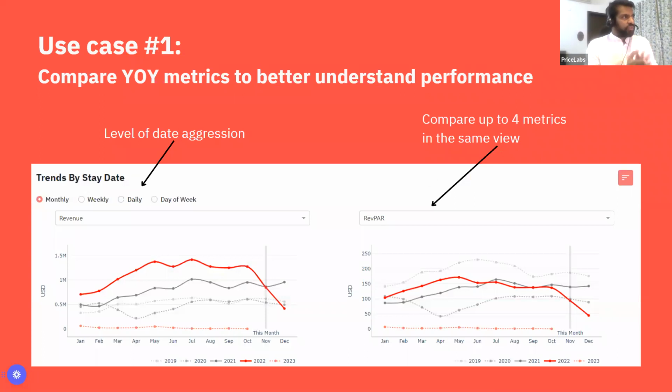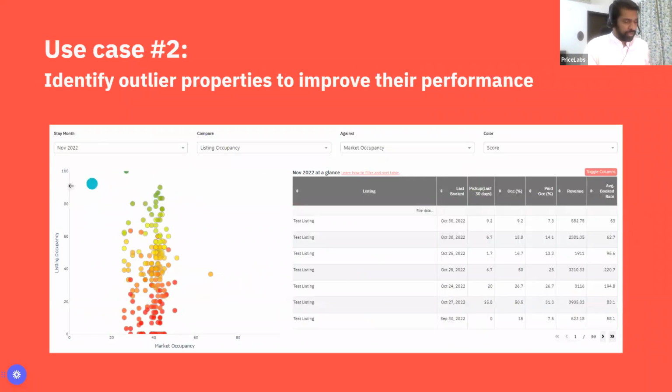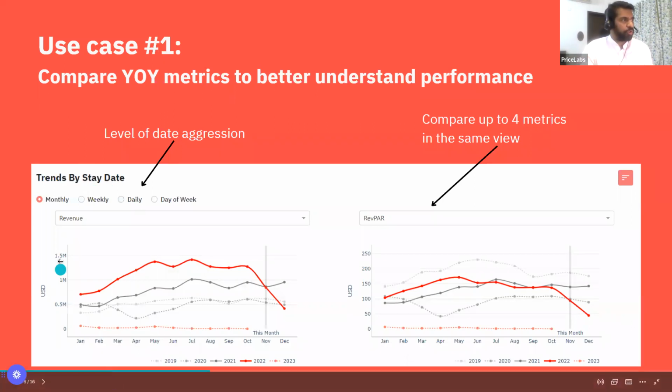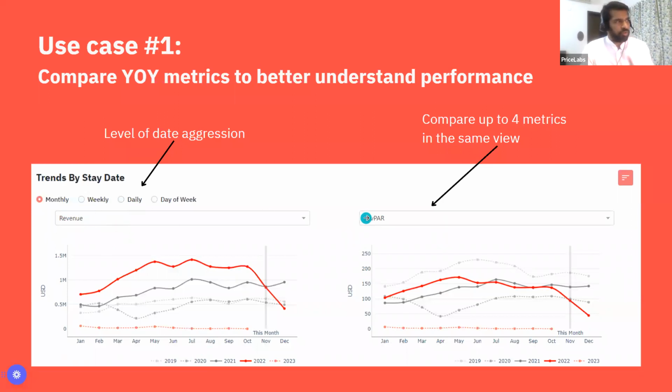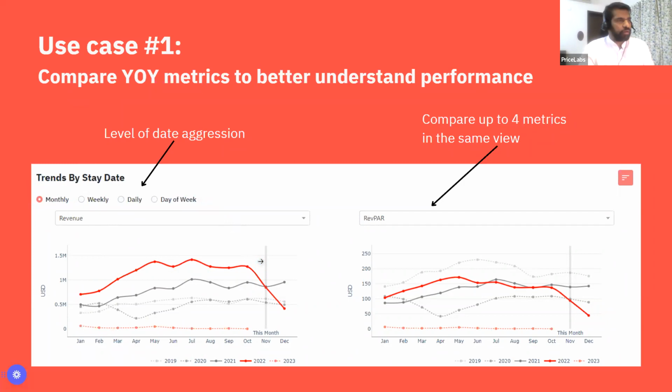Now, I have some slides here. The trends by stay date. I'm actually just going to quickly talk about these slides and then dive into the product itself so that I can actually show you this information. But you'd see trends by stay date. Stay date is fairly straightforward, the date when the stay happens. Based on that, we pull together various kinds of graphs: revenue, RevPAR, occupancy, etc. And then you can also see them by monthly or weekly or daily or day of week. And so you can see this very, very quickly.